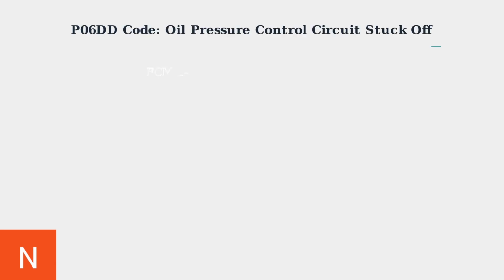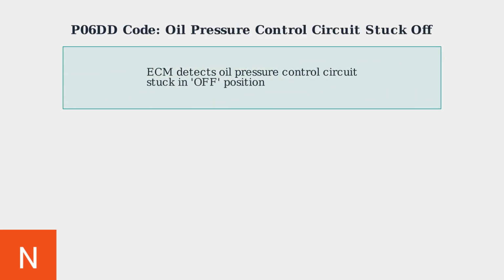The P06DD diagnostic trouble code indicates a critical issue with your vehicle's oil pressure control system. The engine control module has detected that the oil pressure control circuit is stuck in the off position, preventing the system from increasing oil pressure when needed.